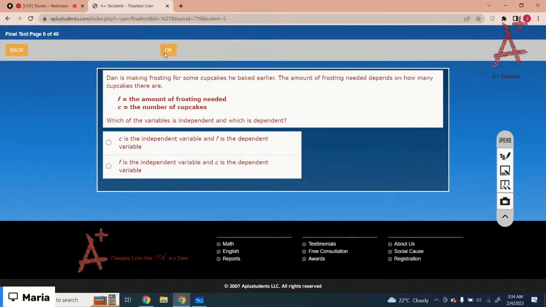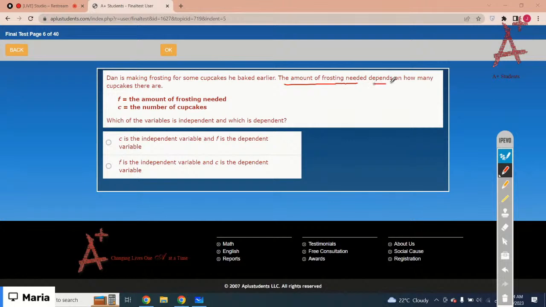Dan is making frosting for some cupcakes he baked earlier. The amount of frosting needed depends on how many cupcakes there are. F equals the amount of frosting needed and C equals the number of cupcakes. Which variable is independent, which is dependent? The amount of frosting needed depends on how many cupcakes there are. Got it? That means this is the independent. So F is independent and C is dependent.